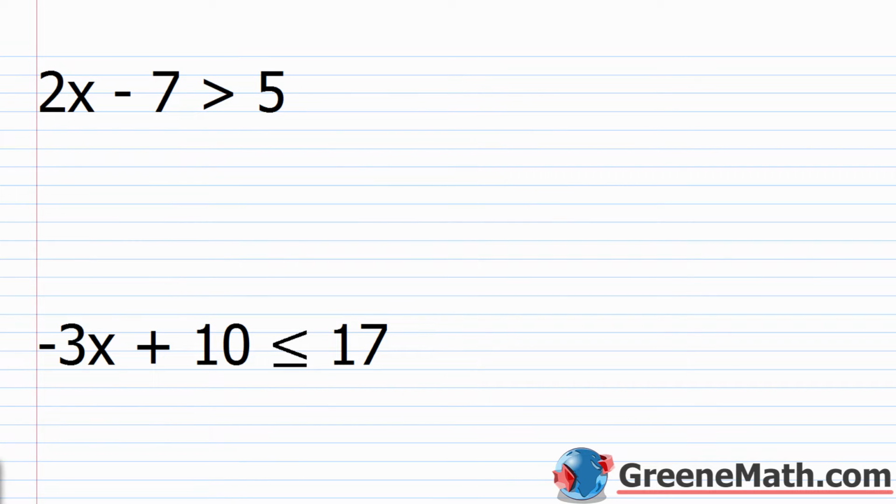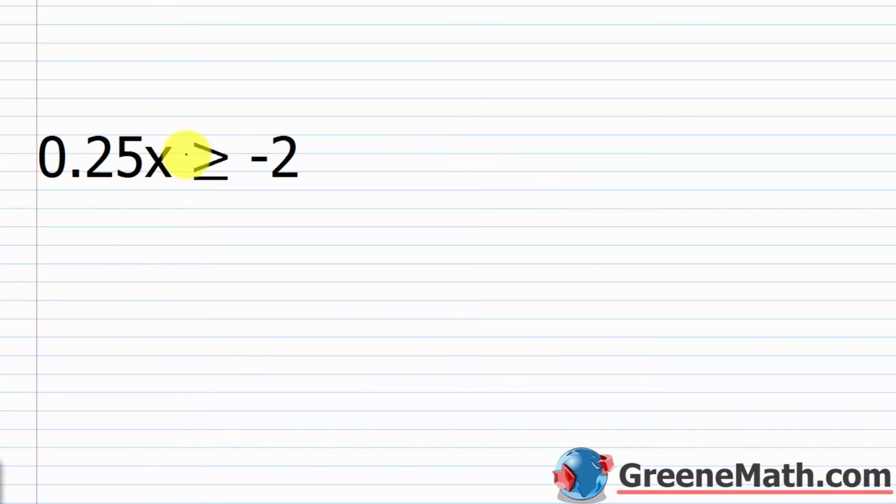So here are just a few examples, and we'll get to solving these in a minute. So we have 2x minus 7 is greater than 5. We have negative 3x plus 10 is less than or equal to 17. And then we have 0.25x is greater than or equal to negative 2.